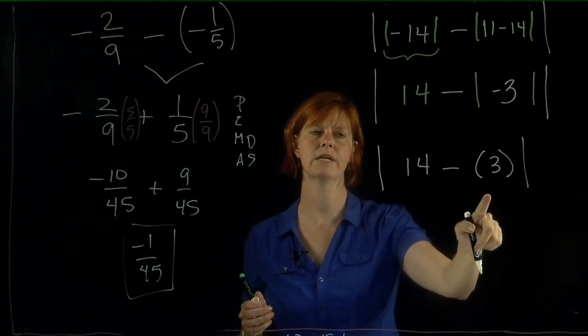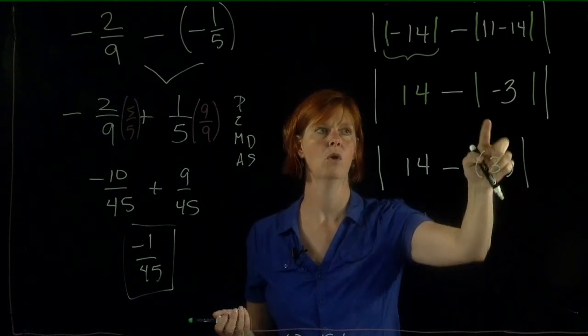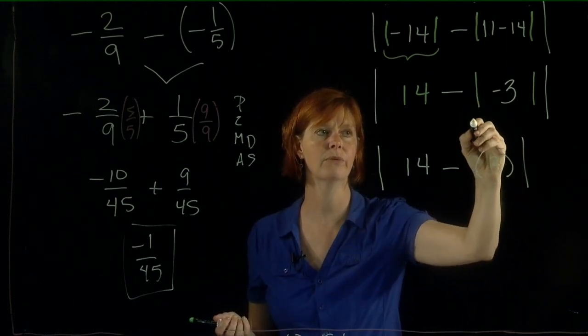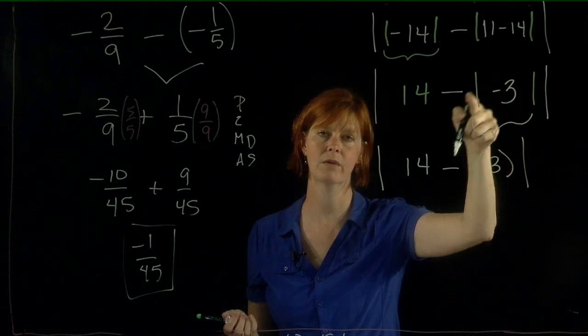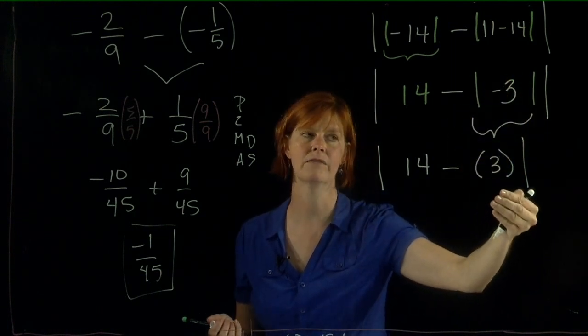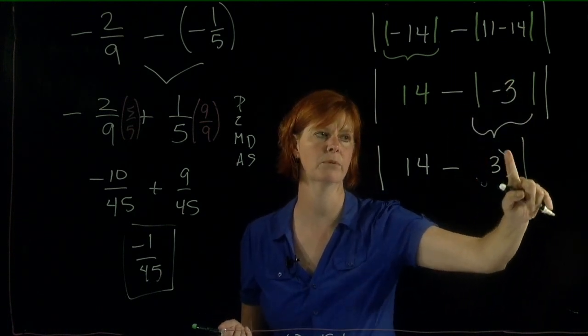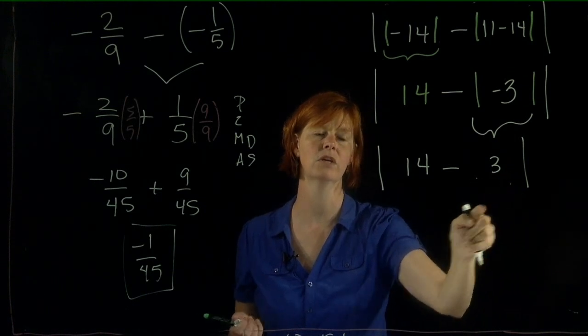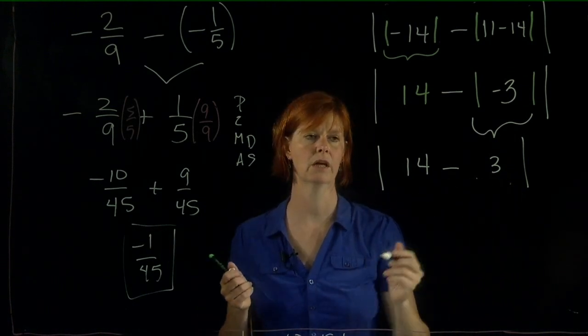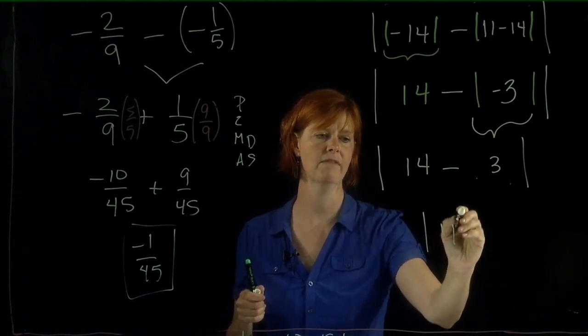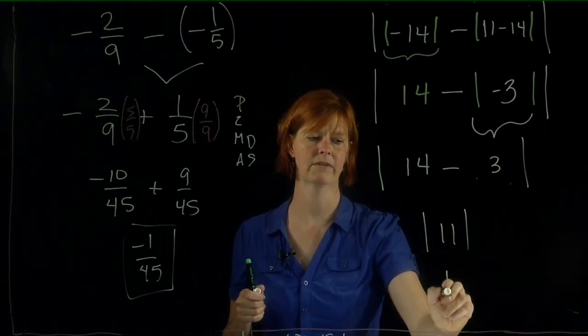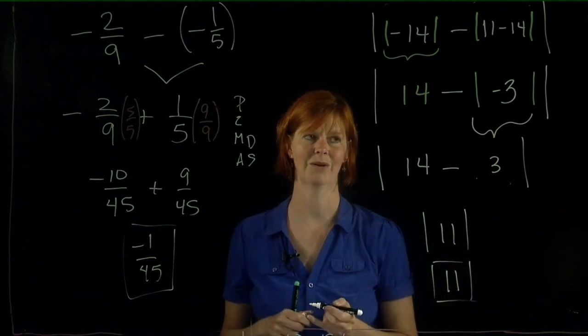Now, for clarity, I put it in parentheses, but at this point, you don't need that. This grouping symbol is just holding 3. Well, positive 3 is the work that we did coming out of that absolute value. So it's no longer in a parenthesis, and it's no longer in an absolute value. It's just simply 14 minus 3. Now, 14 minus 3 is 11, but the absolute value of 11 is 11. There's no other work to do. Okay, there you go.